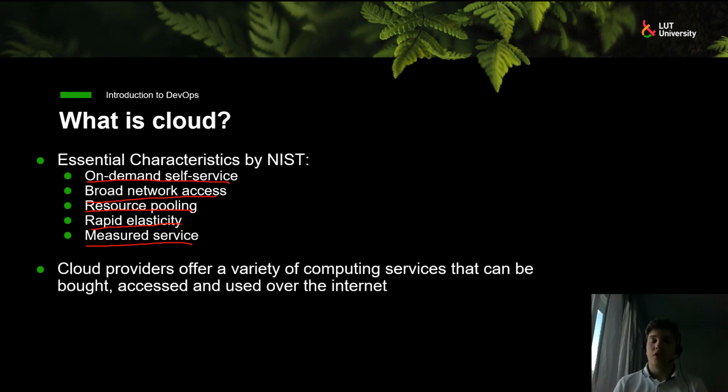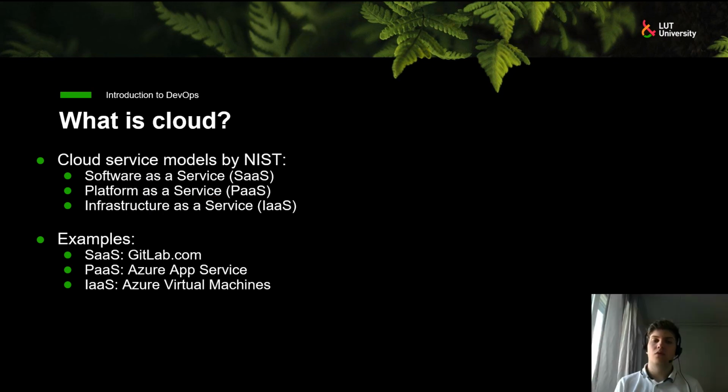And yes, essentially it can be wrapped up that cloud providers offer a variety of computing services that can be bought, accessed and used over the internet. So cloud computing resources are resources that are available over the internet. Now the NIST defines 3 different cloud service models that are offered by the cloud providers.